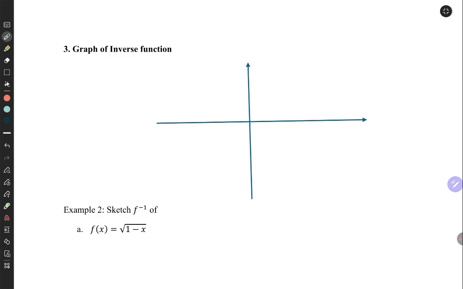I want you to look at these two, just the plot. What will be your conclusion? What will be your reasoning? What can you tell about the relation between the graph of the original function and its inverse? Think. Think. Give me some comment. Start with you.